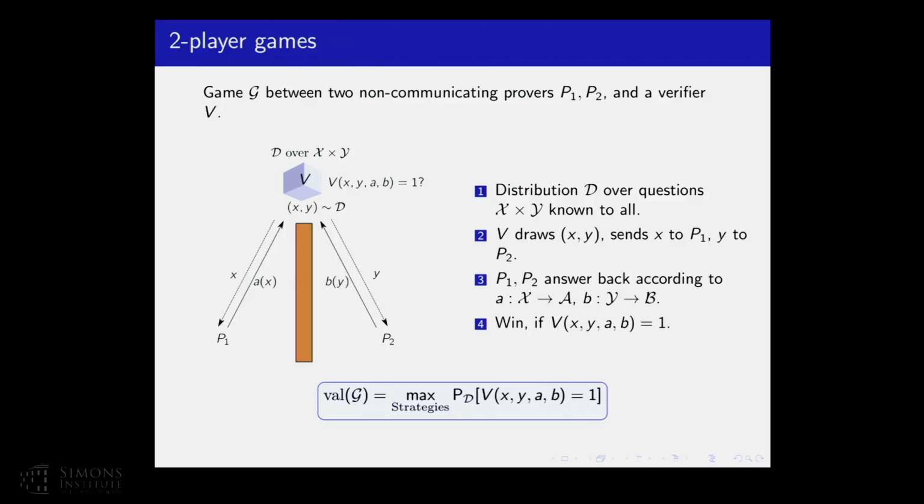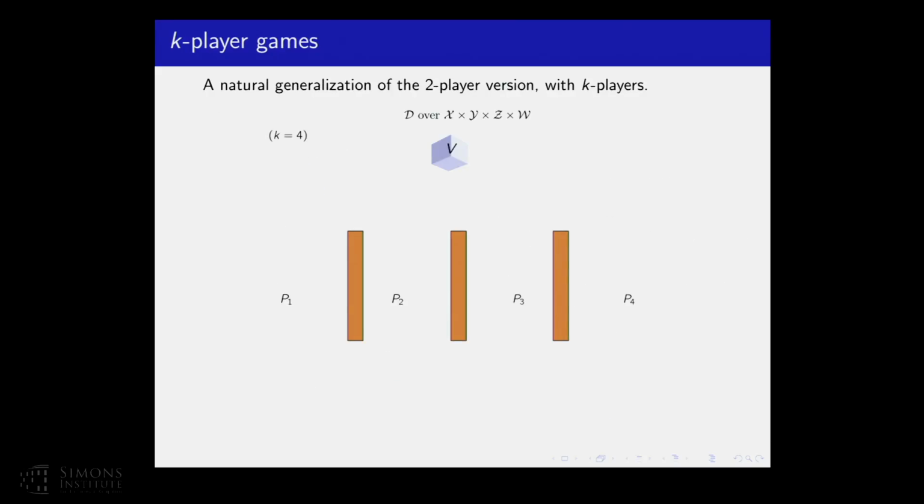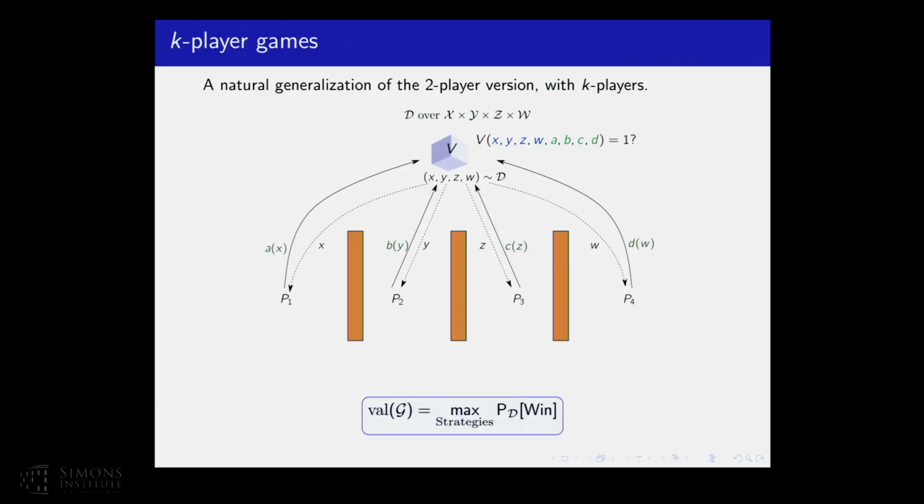Of course they have to come up with some sort of strategy to do this. And the value of the game is defined as the maximum probability that they win. That is, they need to use good strategies. And there's nothing sacrosanct about k equal to 2. One could generalize this to many more players, and we have exactly the same setting. Again, the value of the game is the probability of winning.